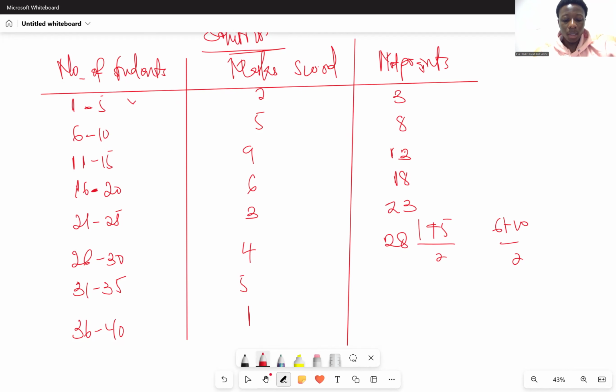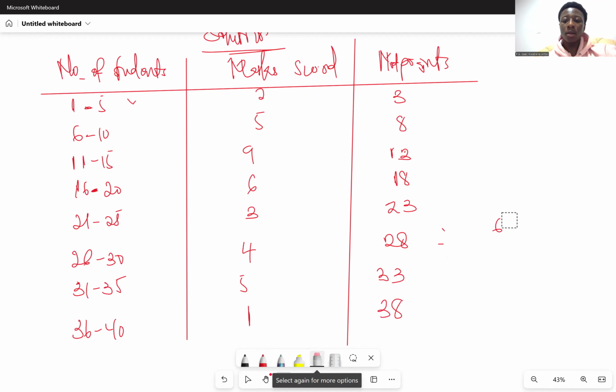The next one is 31 plus 35. You divide by 2. That's 33. The next one, 36 plus 40. You divide by 2. You're having 38. Yeah, like that. So this is when you choose to use midpoint, okay?